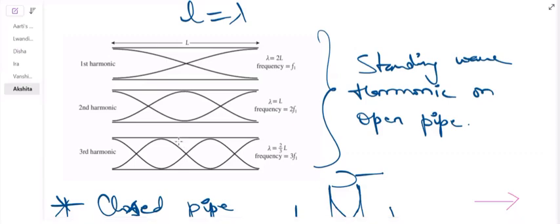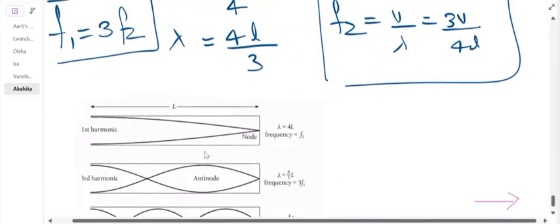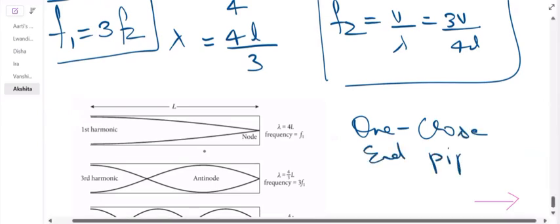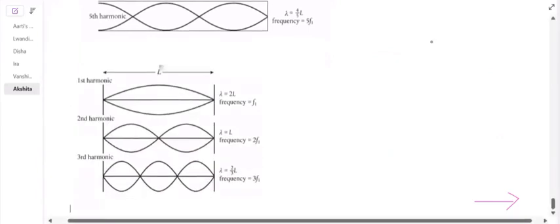And if both the ends are closed, then you will get, let me write it first. Otherwise, one close end pipe. If both the ends are closed, you will get this.